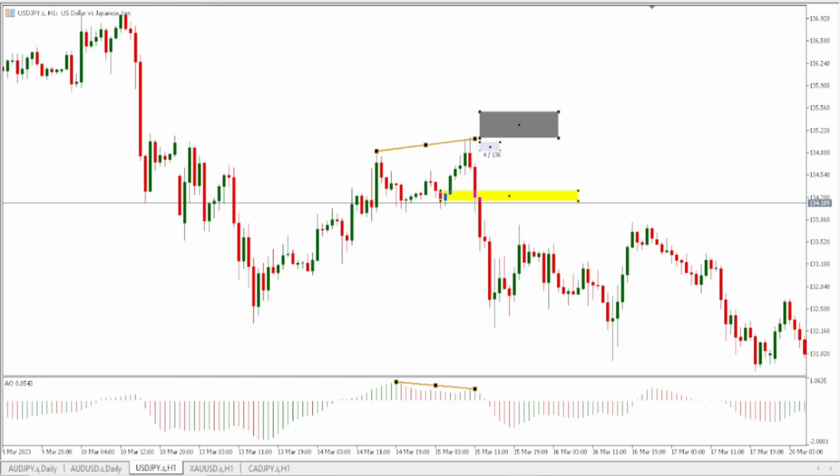Now for our entry, which is the final section, we have to take our entry at the tip of the higher high and straight down to our take profit.